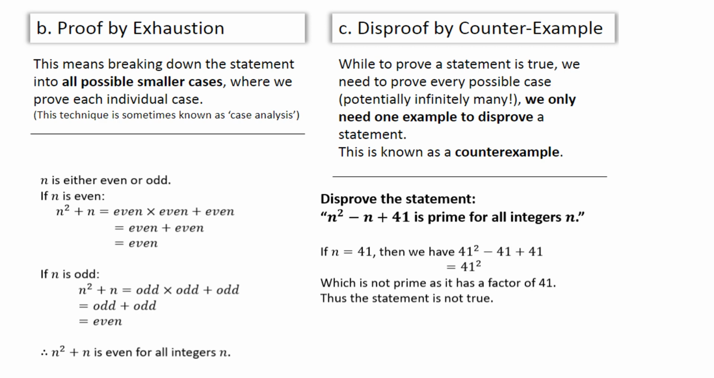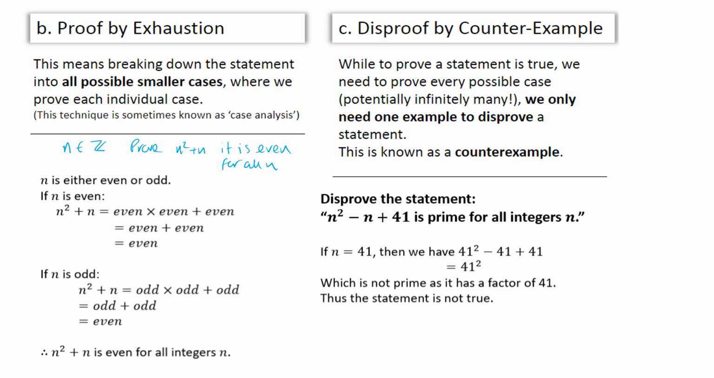So let's now have a look at some other types of proof. So proof by exhaustion. When you're proving by exhaustion, you split it up into individual smaller cases, and as long as you prove for all of those, then it's proved overall. So what if n was an integer and we had to prove that n squared plus n is even for all n.